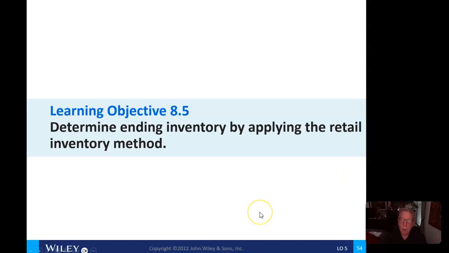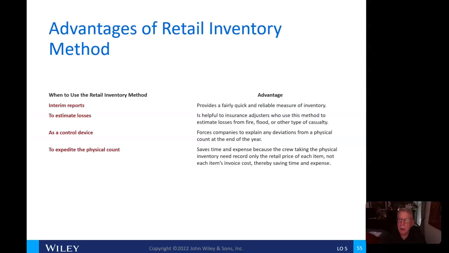Okay, now we can also determine ending inventory by applying the retail inventory method. Here we can use that sometimes for interim reports, a fairly quick and reliable measure of inventory. It's helpful to insurance adjusters who use that information to estimate losses from fire or flood or other casualty. It's a control device that forces the company to explain any deviations from a physical count at the end of the year. And then we can use it to expedite the physical count.